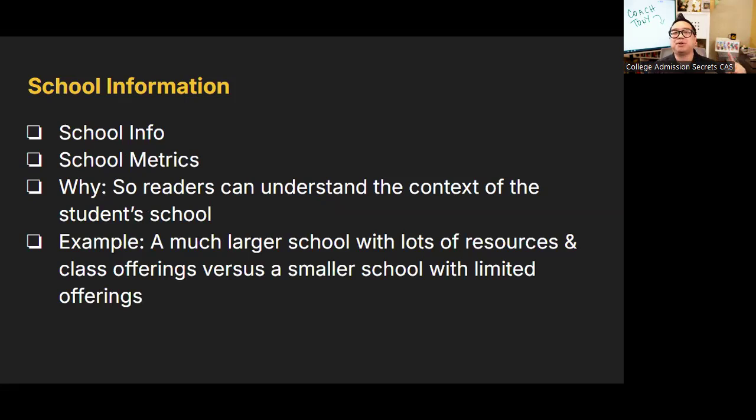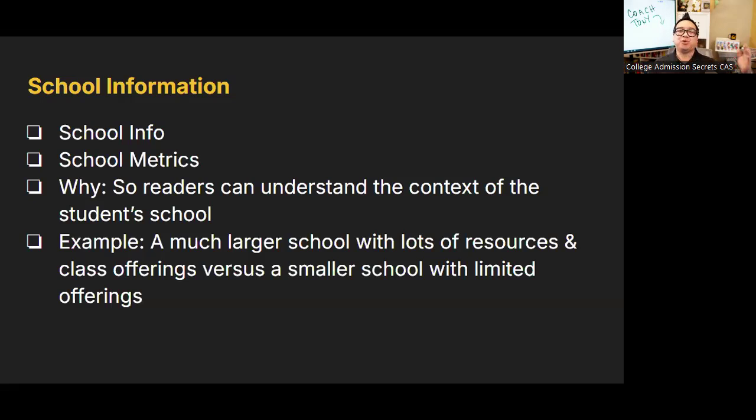Why this is important is I can understand the context of the school that you grew up at. Because a school with a lot of resources and a school without a lot of resources, it's not fair to compare them against each other, right? We want to read within the context of who you are. This is why, for our coaching families, we tell you, hey, tell me about your school, because your school is going to be the reason why we know to recommend X, Y, and Z.